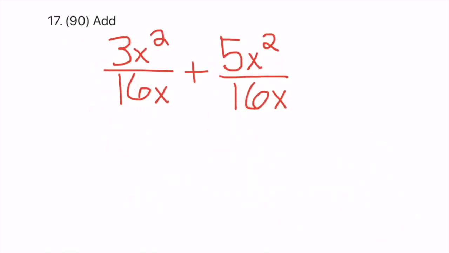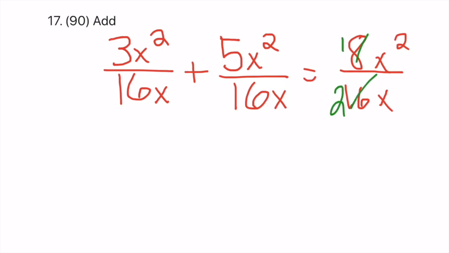Number 17, they want us to add these together. So first off, make sure they have common denominators, which they do. So the denominator will stay 16x. And now we can add the two numbers on the top because they are like terms. So we're going to have 8x squared. Now you can reduce some of this. For instance, the 8 and the 16 reduces to 1/2. And then there, to 1/2.